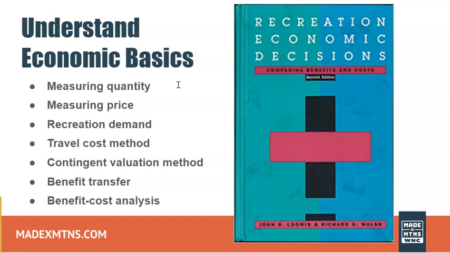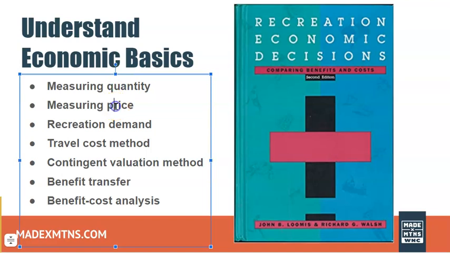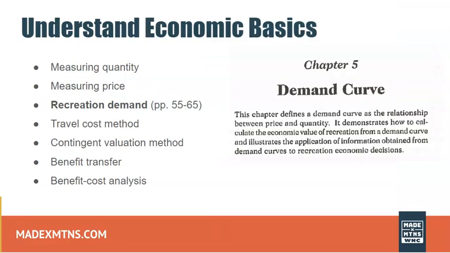This is a 1997 book, and copies of the readings are available in your Building Outdoor Communities folder. So far we've talked about measuring quantity and measuring price. And this video looks at recreation demand. We'll be covering pages 55 through 65 of the book.